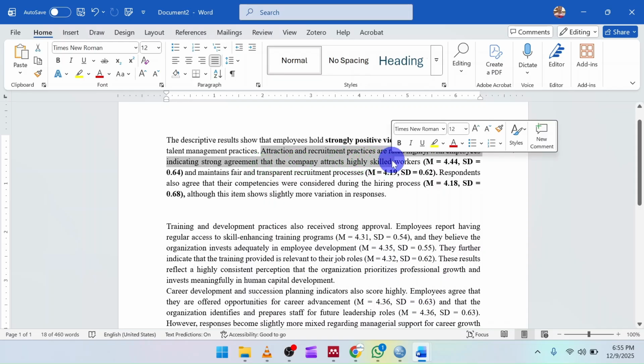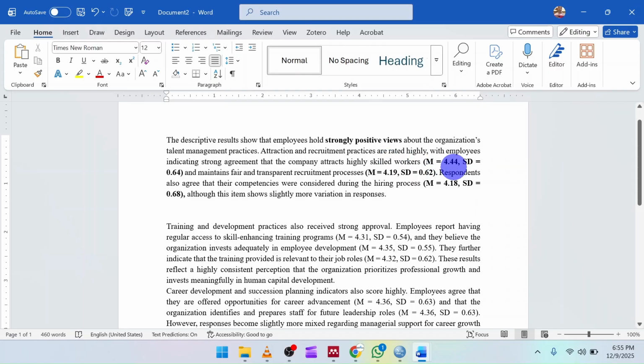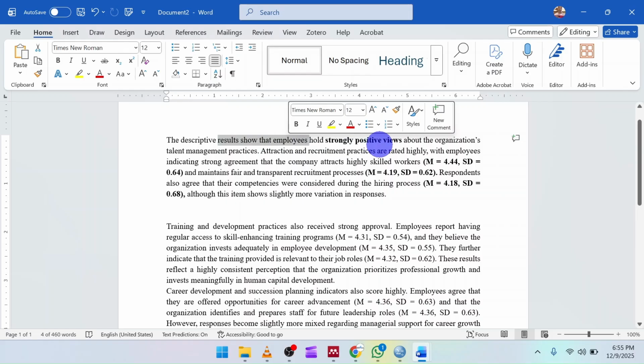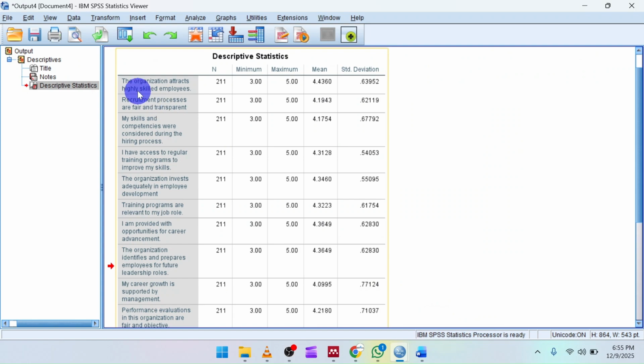Now, when you are done with your interpretation, then you would have to put your mean values and the standard deviation in brackets, so that should anybody want to cross-check what you are saying from the table, the person can easily locate what you mean. Okay, so this is how. So the first one, what we say is that the descriptive statistics results show that there is a strongly positive view about the organization's talent management practices, and that is what is here. The organization attracts highly skilled employees, and so that one has to do with the organizational talent practices.